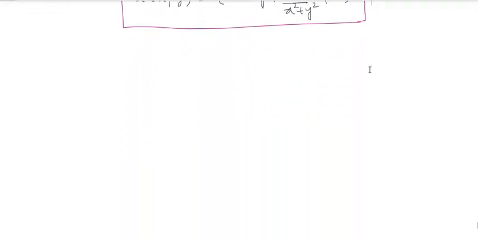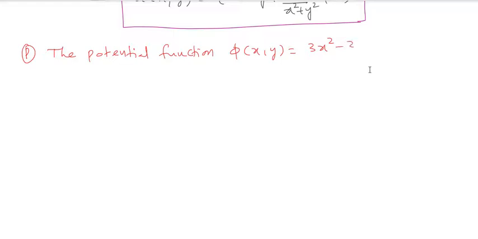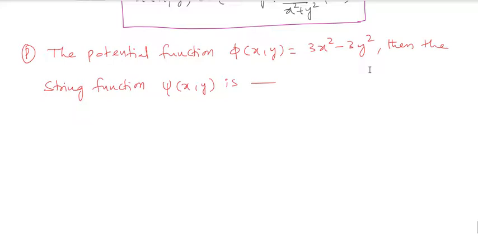Next. Next, simple differentiation only. The differentiation you people have to do. Next problem. The potential function φ of x comma y is equivalent to 3x square minus 3y square. Then the stream function ψ of x comma y is dash. This is the question they have given. So you need to do this.